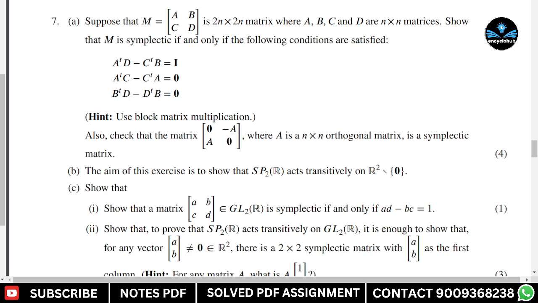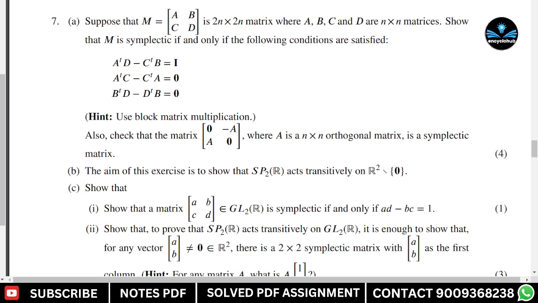Question number 7A is: suppose that M is a 2n by 2n matrix, where A, B, C, D are n by n matrices. Show that M is symplectic if and only if the following conditions are satisfied. Also check that the matrix where A is an n by n orthogonal matrix is a symplectic matrix.